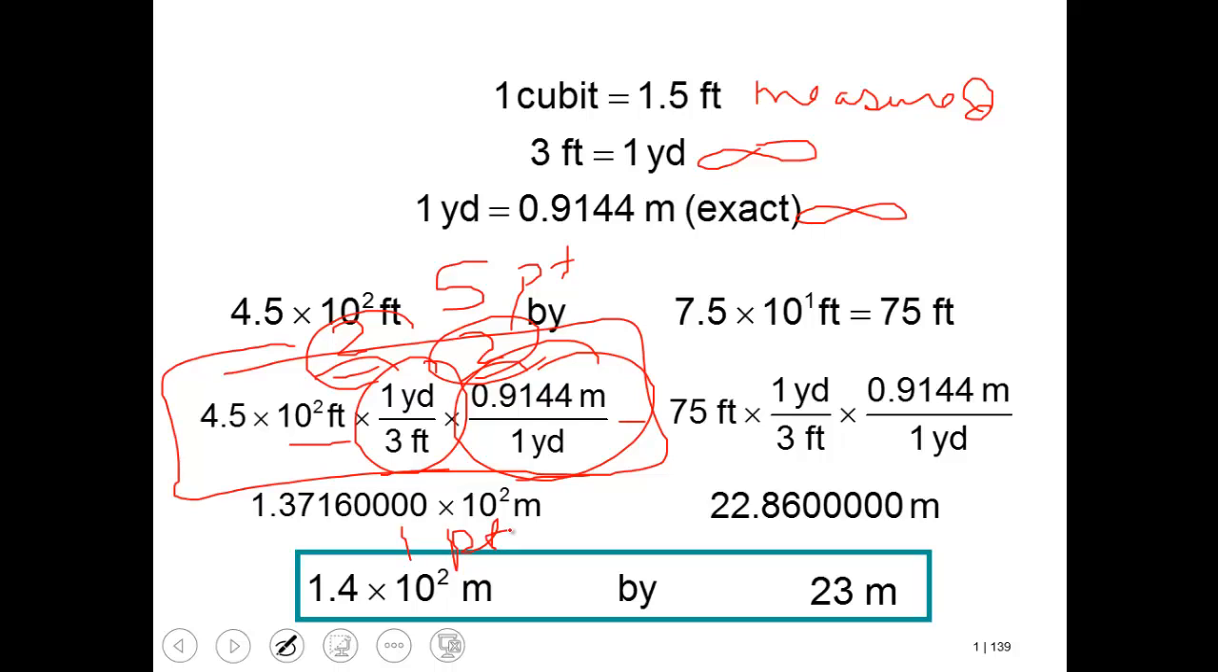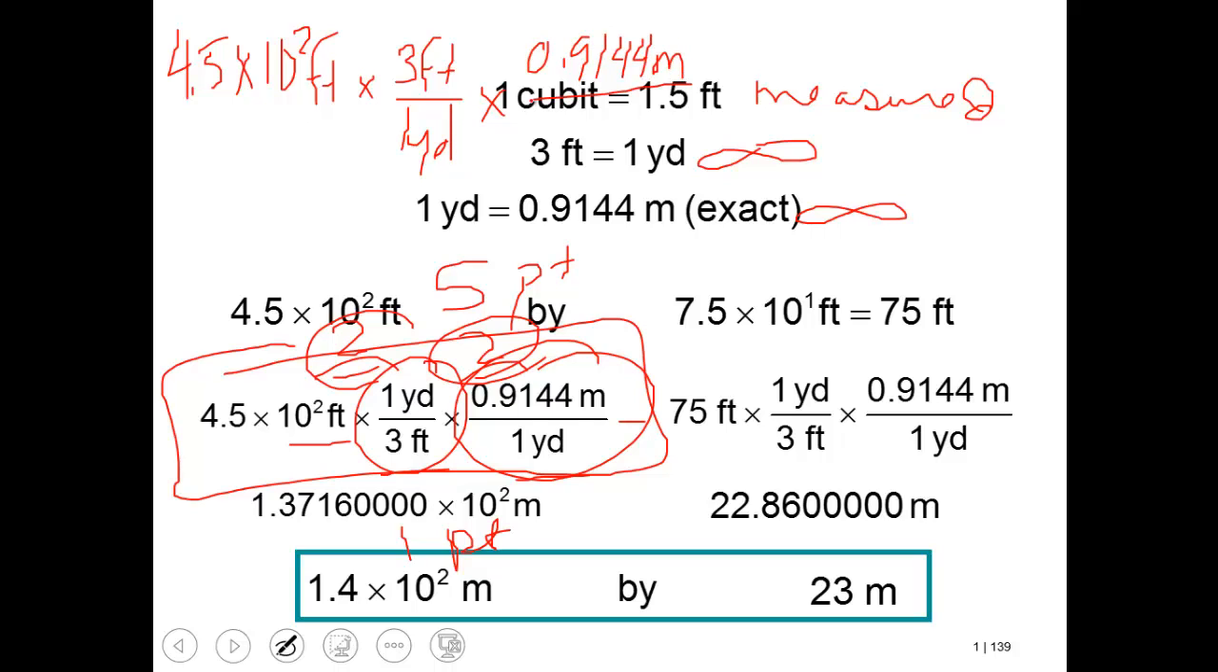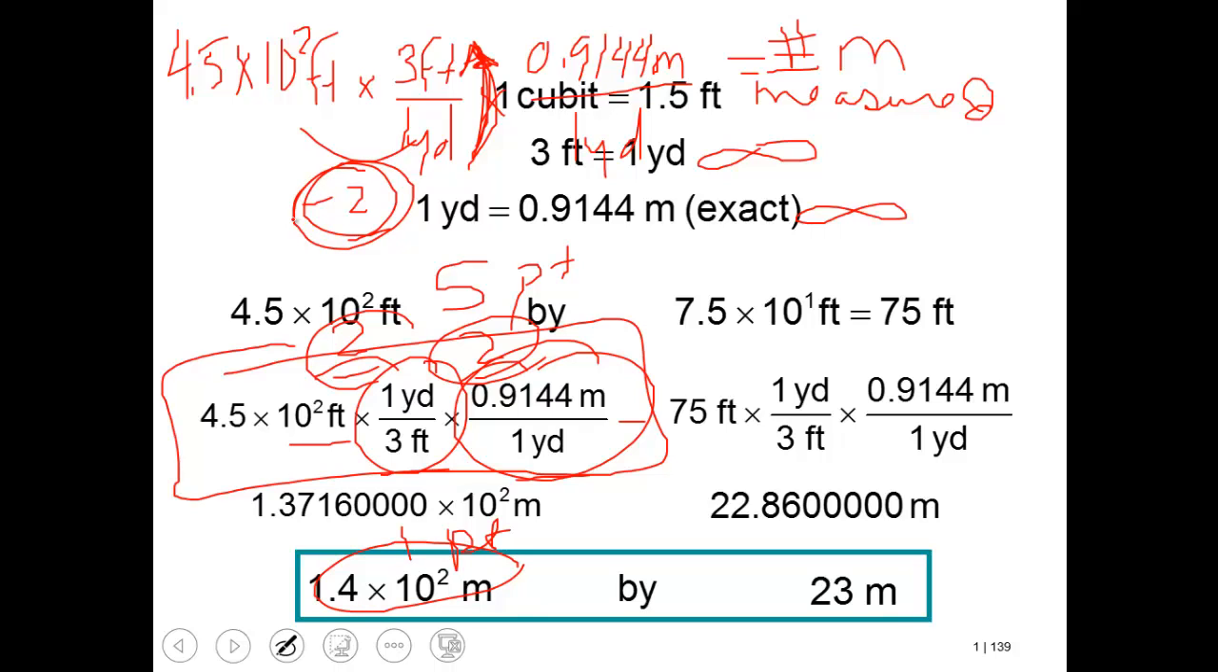Let's say we were writing this out. We had our 4.5 times 10 to the second feet. In our first conversion, we switched out the numbers. We put the 3 feet upstairs and the 1 yard downstairs. But then we did the rest of the problem correctly, with our meters upstairs and our yard downstairs. This conversion would result in a -2 because it is upside down. I would do an arrow here, but the rest of the problem would be correct. My answer would be in meters, but it would be some number that is not 140. In a 5-point problem, I would have only lost 2 points because I accidentally flipped this conversion factor.